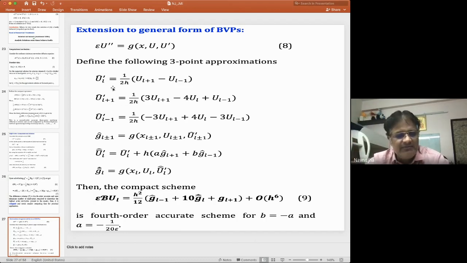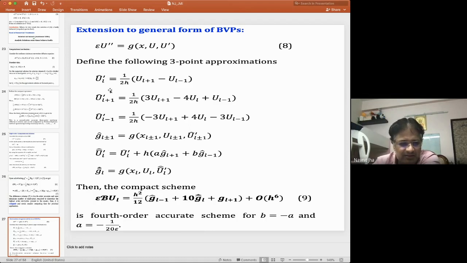Now the question is, the first one is already known to all of you. The second and third formulas, how to calculate them? How have I got the coefficients as 3 or minus 4 or like this? Very easy. Just take a linear combination of ul plus 1 and ul minus 1 and expand the Taylor series. You will get the values of the coefficients which approximate the first derivative at l plus 1 and l minus 1.